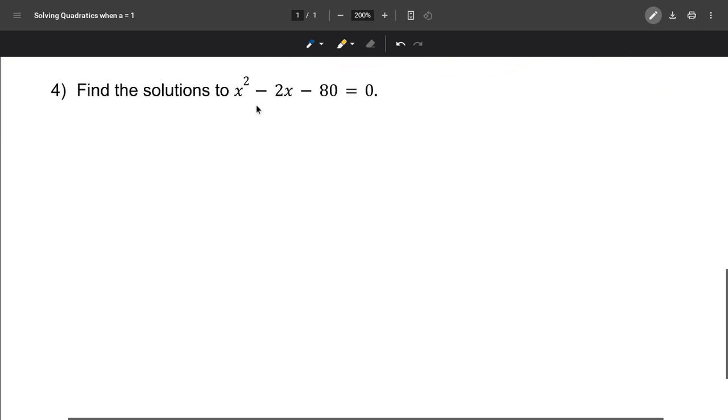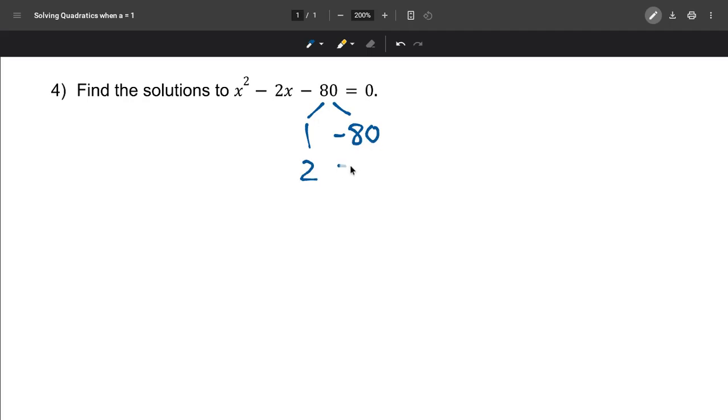Find the solution to x squared minus 2x minus 80 equals 0. All right, so we have a negative 2x and a negative 80. So I'm going to list factors here. The factor that's further away from 0 is going to be negative, and the factor that's closer to 0 is going to be positive. So I could do positive 1 times negative 80, but that doesn't add to negative 2. I could do positive 2 times negative 40. That doesn't work. I could do positive 4 times negative 20.